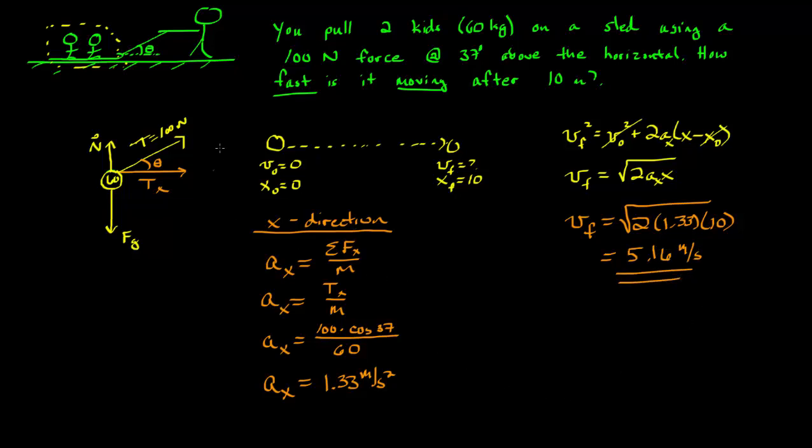Now if there was friction, we would have. If I had some friction coming back, I'd have to go into y because I would need that normal force. But that's about it. So there you go.